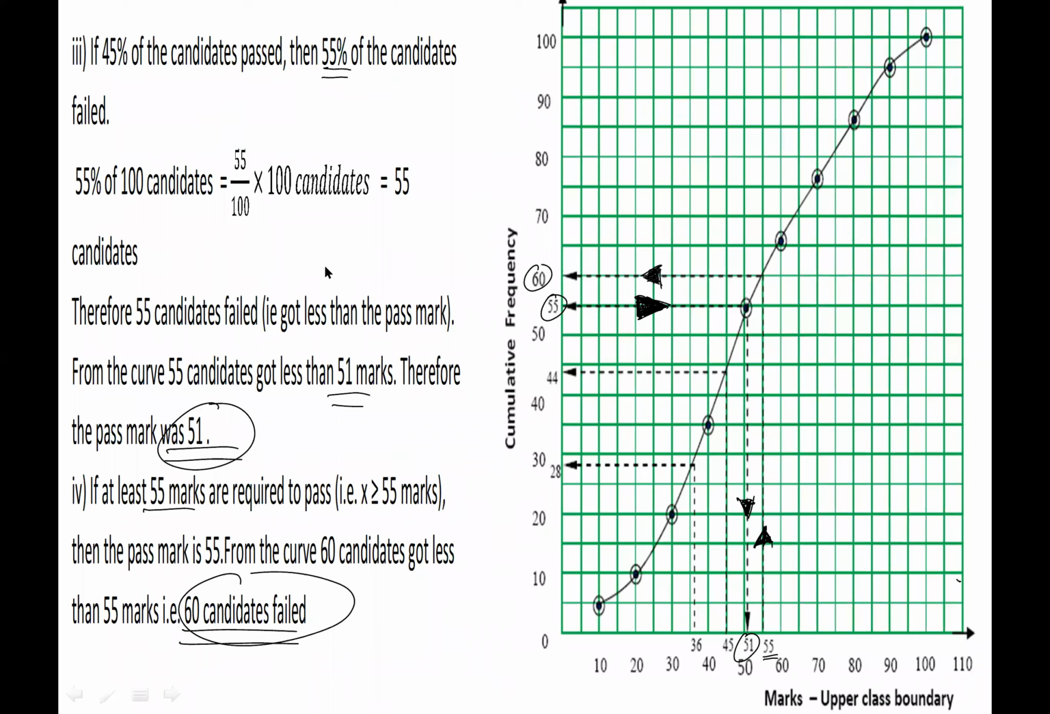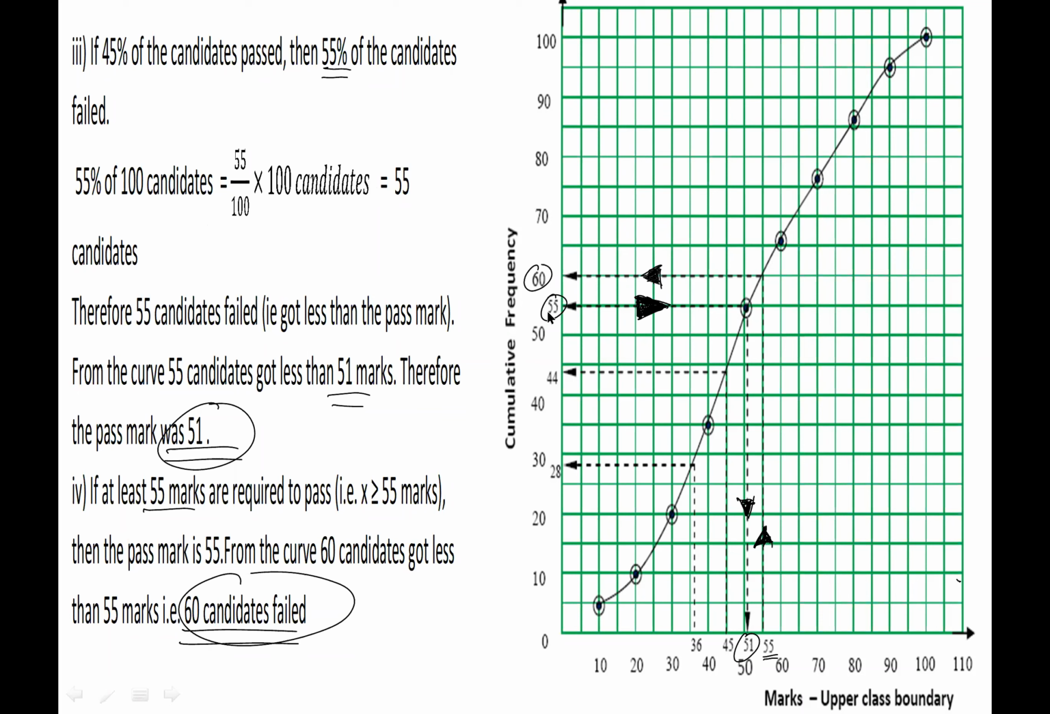They said, what would be the pass mark if 45% of the candidates are to be successful? Now, if 45% are to be successful, it means the remainder, which is 55%, would be unsuccessful. That would mean they would fail. So if 45% pass, then 55% fail. Now, what's 55%? Well, if it's 100 candidates, it'd be 55% of 100, as in this case. But sometimes it could be 200, 240, 60, you know, it all depends. But in this case, it's 55% of 100 candidates, which is this calculation, and that gives us 55 candidates failing. Now, 55 candidates failed, that means they got less than the pass mark.